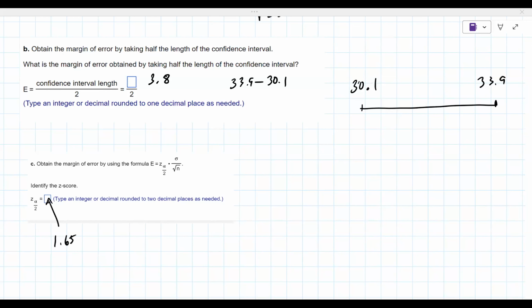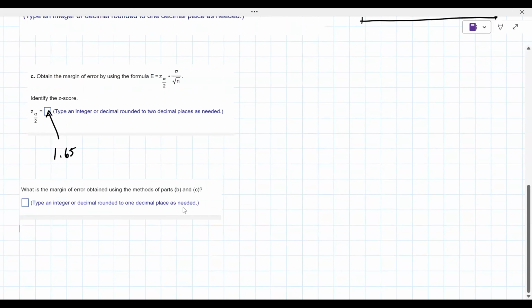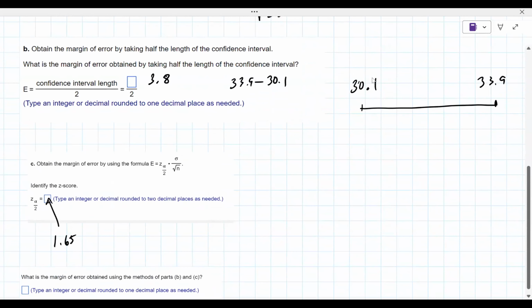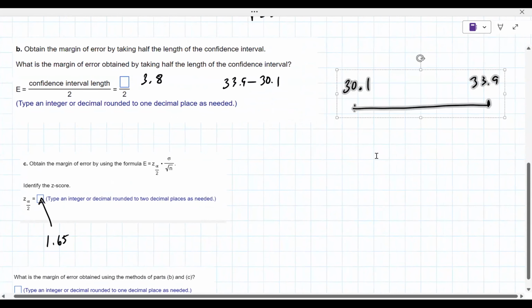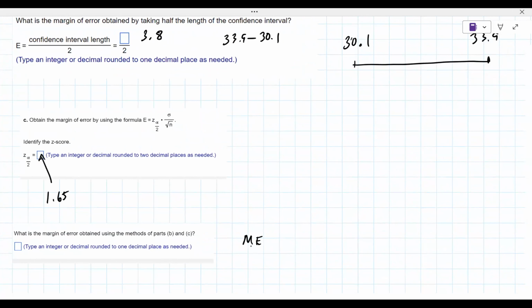But the last part here is to determine the margin of error. The margin of error is half of this interval. So it's half of this, 3.8 divided by 2. So the margin of error is the width of the confidence interval divided by 2. 3.8 divided by 2 is 1.9.